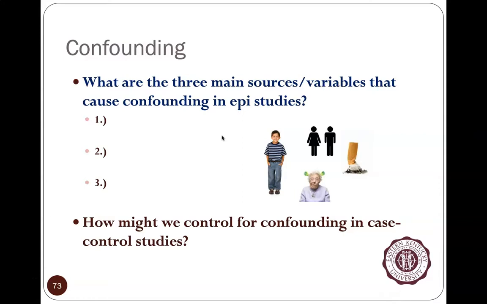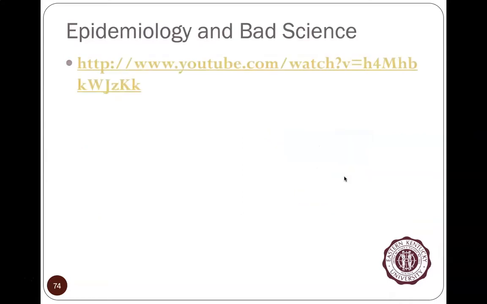How may we control for confounding in case control studies? So there are a few different ways you can do that. One of them is limit who's in your study. Just limit it to smokers or limit it to non-smokers. If you do limit it to smokers or non-smokers, that means you can't assess the effect of smoking, but those are things you can do.